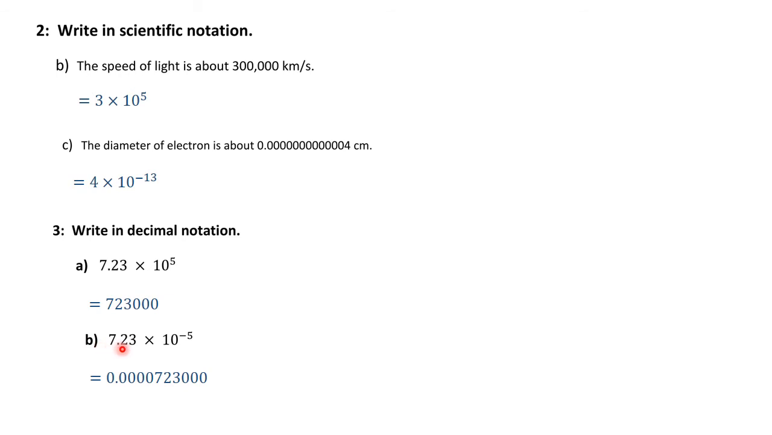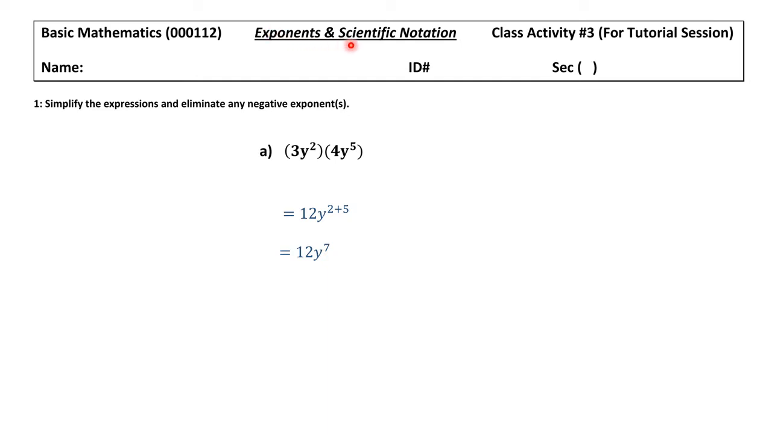Part B, 7.23 times 10 to the power minus 5. Move the point 5 places to the left. So when we move it, 1, 2, 3, 4, 5. You'll get 0.000072300.